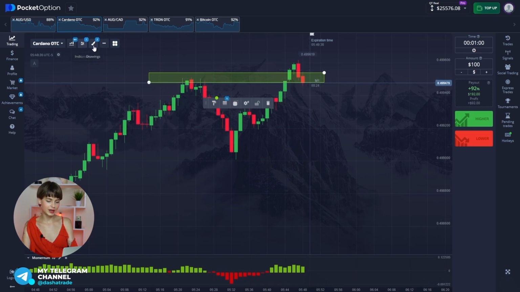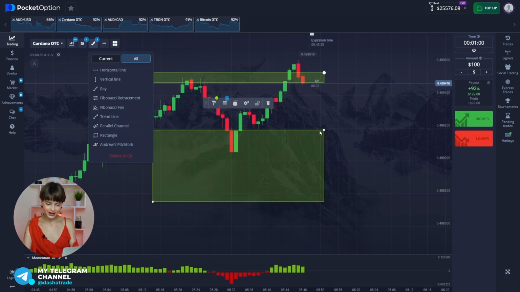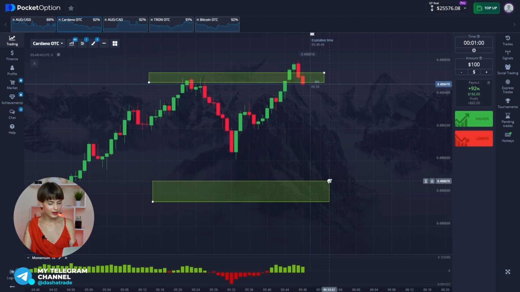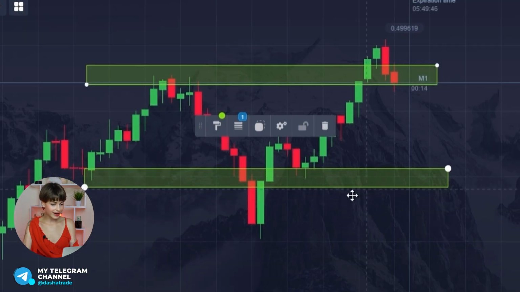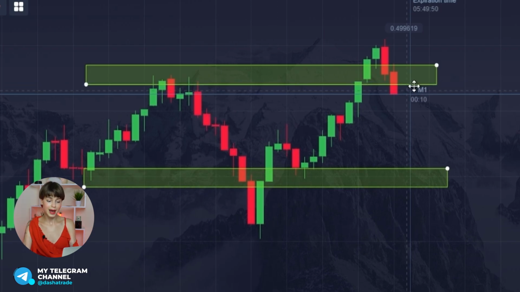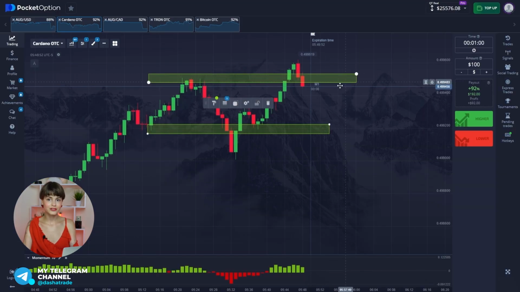Let's draw a level of minimum as well. We choose a rectangle and set the lowest point to which the price was going at this local level. Okay, it's approximately right here. Yes, it's going through it a little, but nevertheless it got back. And now on these levels we're trading.